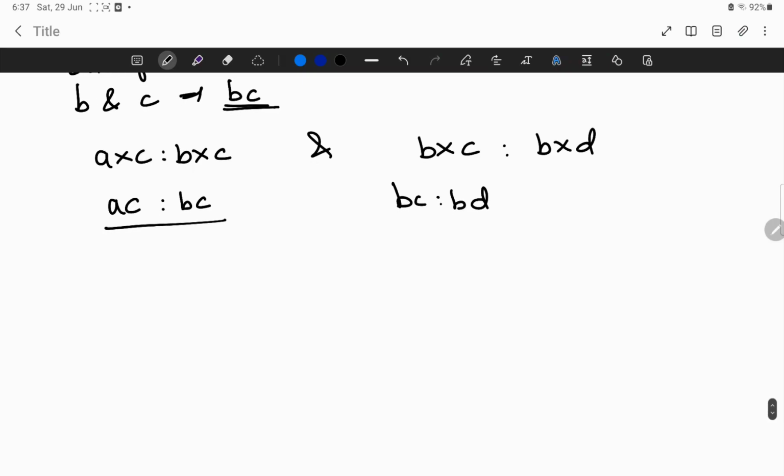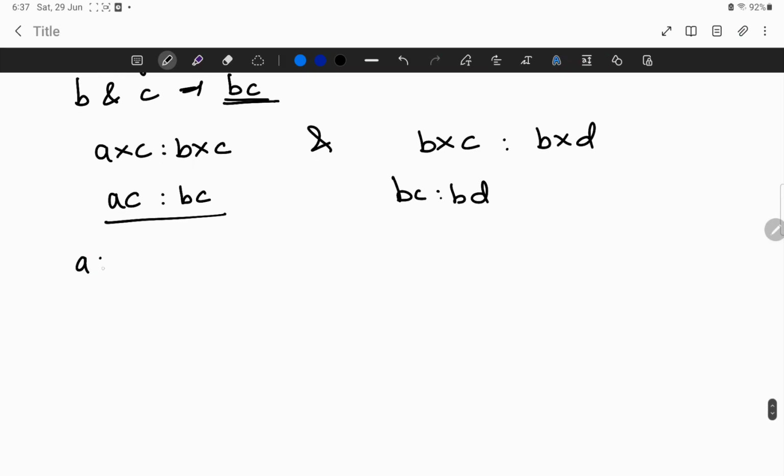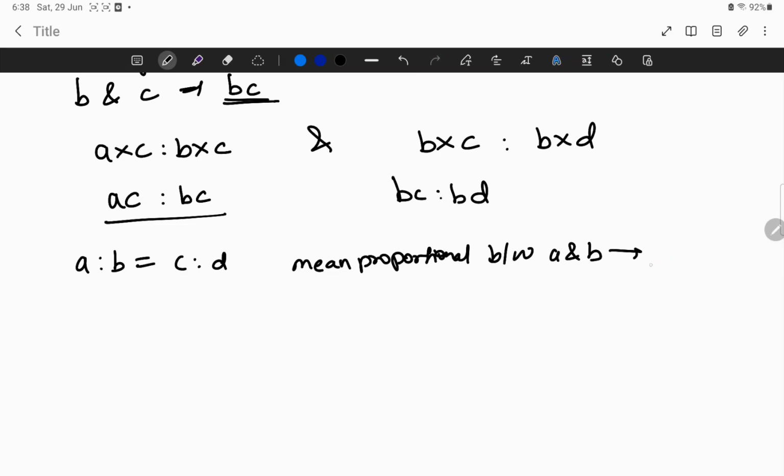Certain terminologies again, if you have A is to B equal to C is to D, then D is called the fourth proportional to A, B and C. C is called the third proportional to A and B, and the mean proportional between A and B would actually be root AB.